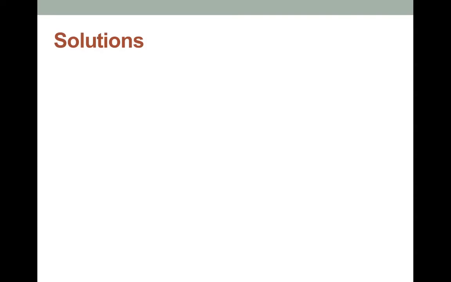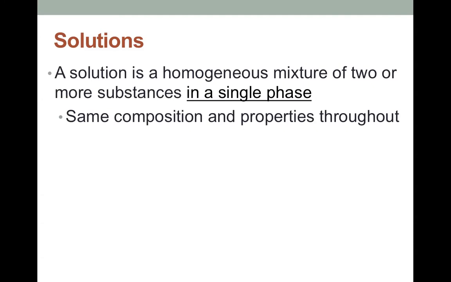First, we're going to start out on what is a solution. A solution is a homogeneous mixture of two or more substances in a single phase. Okay, the same composition and properties throughout. Remember when we talked about homogeneous mixtures back in September, it means that it looks completely the same throughout. It's not like you can see small chunks in something. It's completely spread out and it's completely mixed. It's all the same throughout the entire mixture.